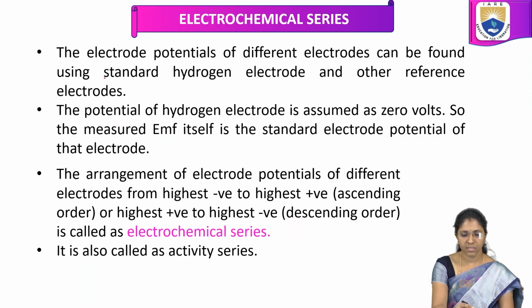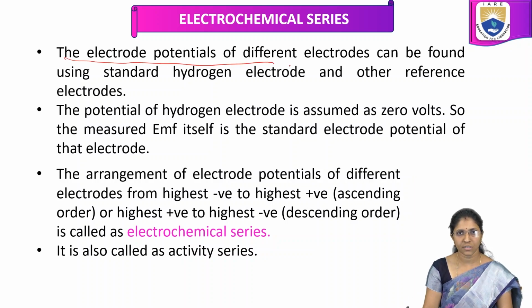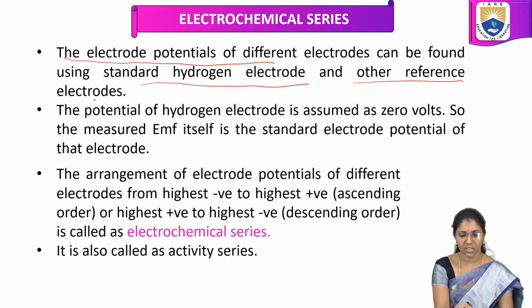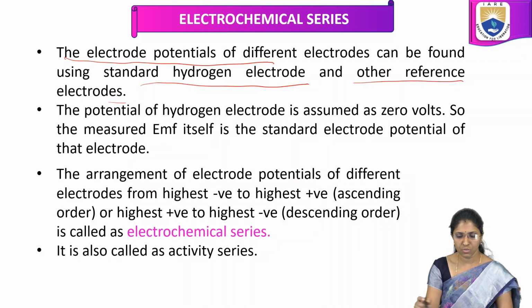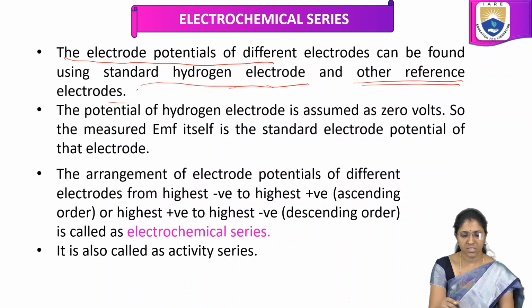The electrode potentials of different electrodes can be found using reference electrodes: the primary reference electrode and secondary reference electrodes. The primary reference electrode is the hydrogen electrode. The secondary reference electrodes are the saturated calomel electrode and the silver chloride electrode. So we can measure the electrode potentials of different electrodes by using reference electrodes.